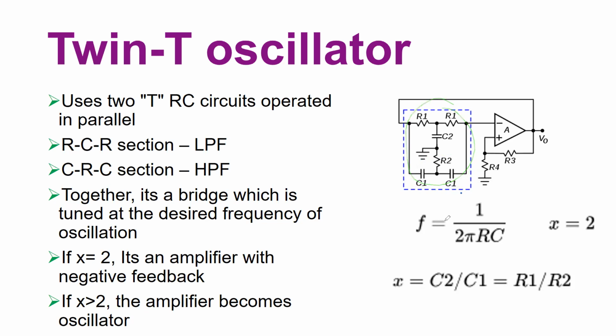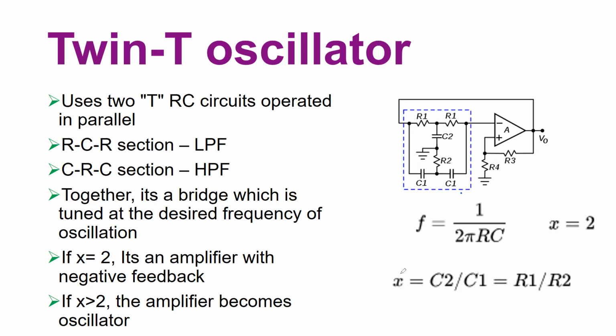Let's say you choose the ratio of the capacitors such that C2 over C1, you call it X. So here C2, here C1. And that ratio you make equal to the ratio of two resistors, R1 and R2, and you call it again X. So if your X is equal to 2, so that C2 is 2 times C1 and R1 is 2 times R2, it is essentially an amplifier with a negative feedback. That's it. This is how it will act.